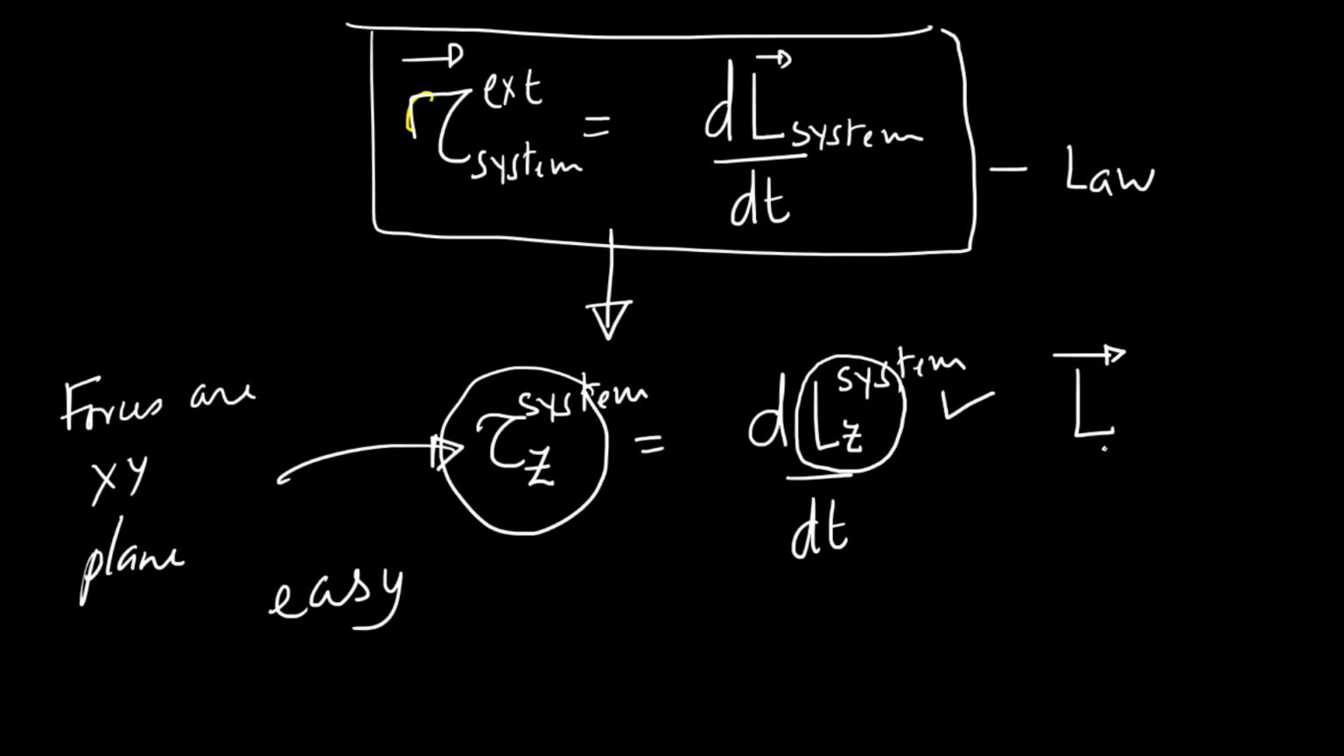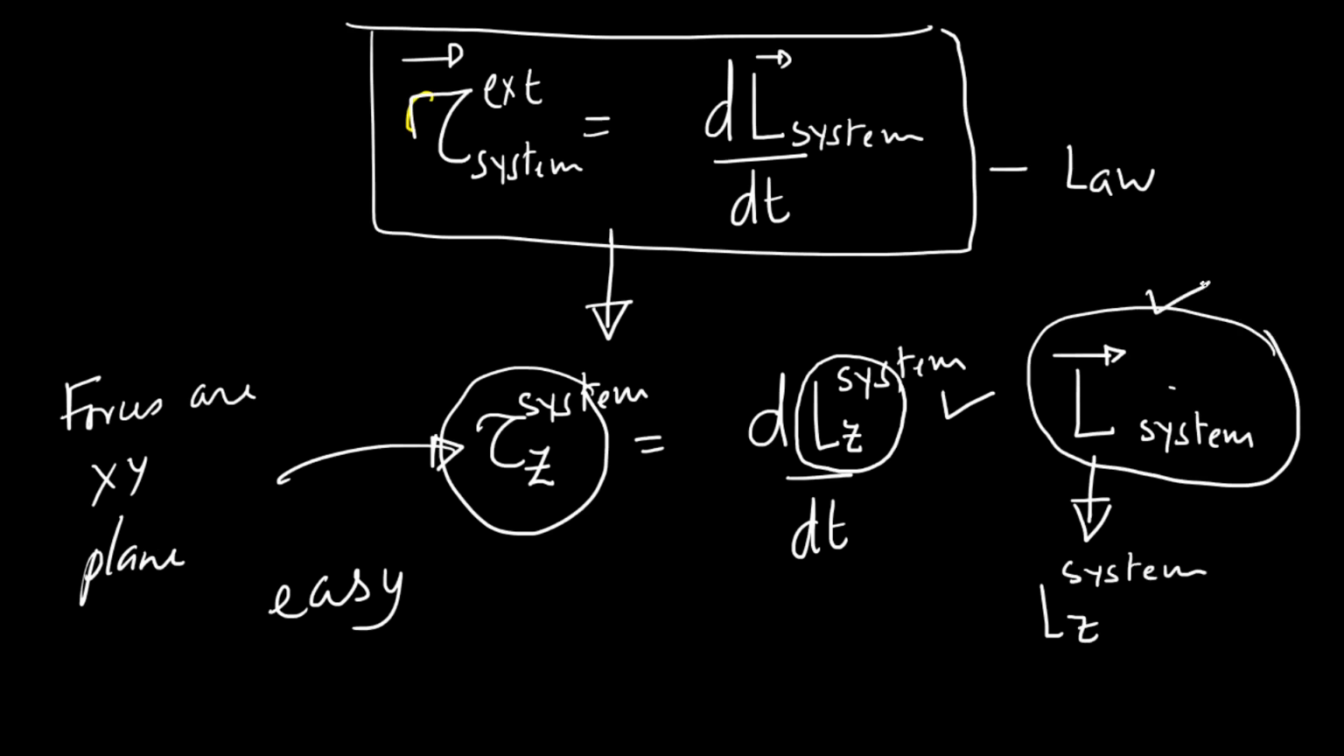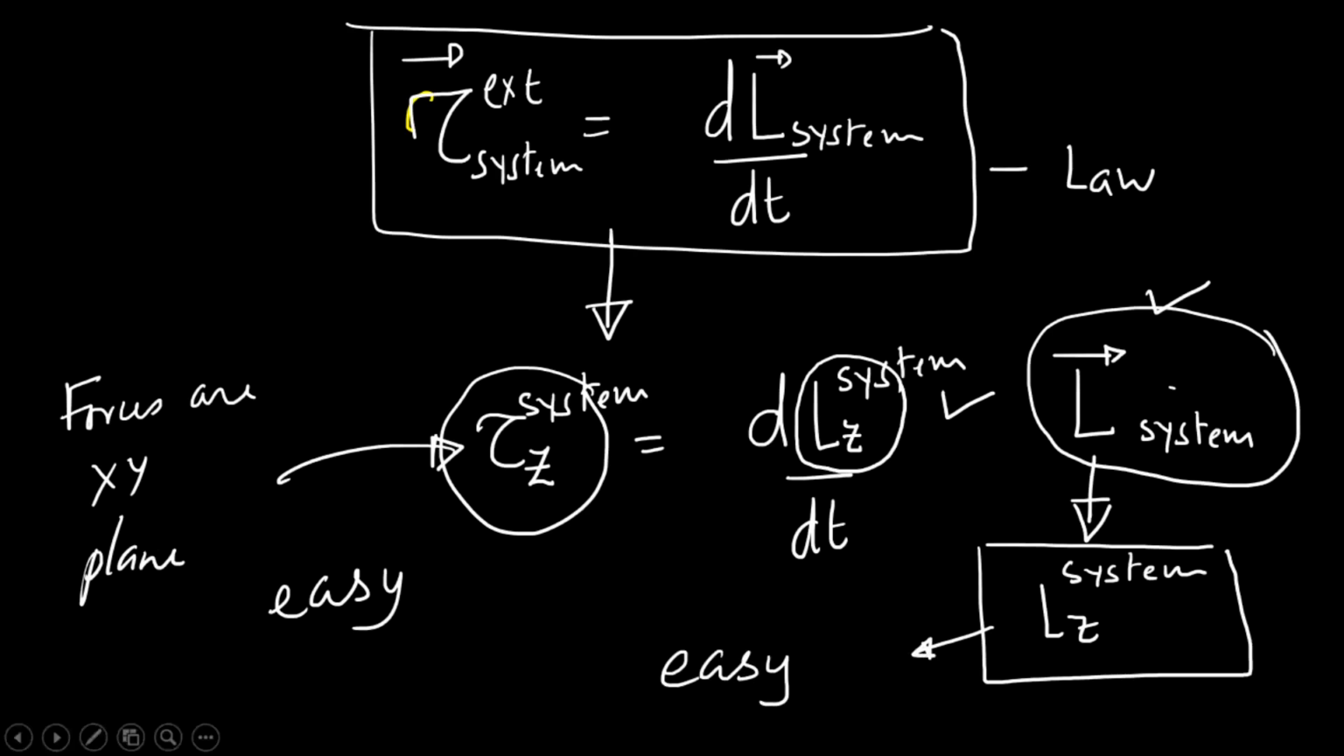But let's not do that. Let's just focus on Lz of the system. Let's not worry about L. You've learnt about L, great, no problem, but what we'll do now is immediately go to the simplification. We'll try to see whether we can find Lz of the system. This turns out to be quite nice and easy, and we're done because we're ready to use the law, and it's quite simple.